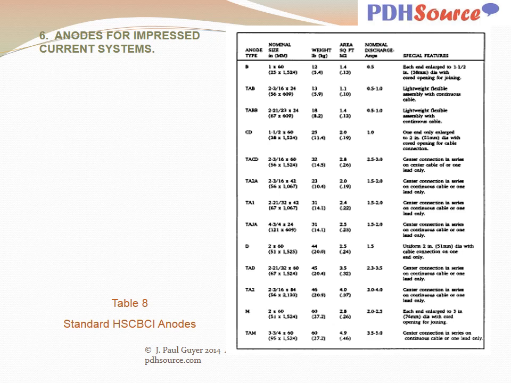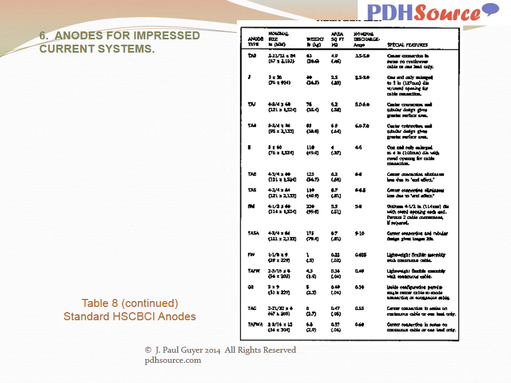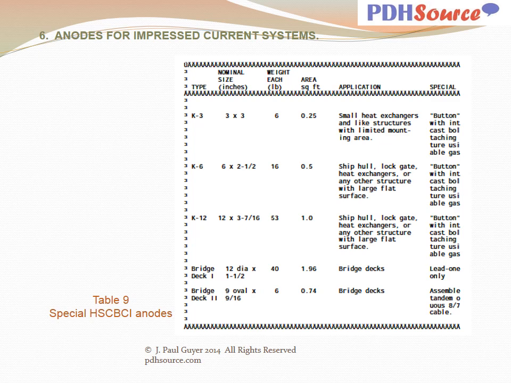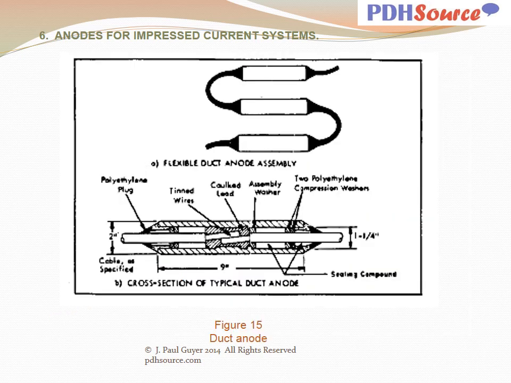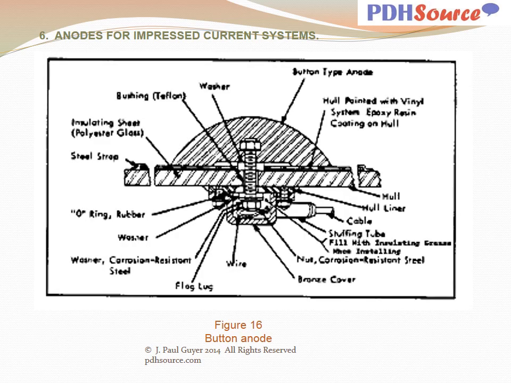Table 8 provides descriptive characteristics of standard high silicon chromium bearing cast iron anodes. Table 8 is continued here. And Table 9 provides characteristics of special high silicon chromium bearing cast iron anodes. Figure 15 indicates a duct anode. Figure 16 is a detail of a button anode.